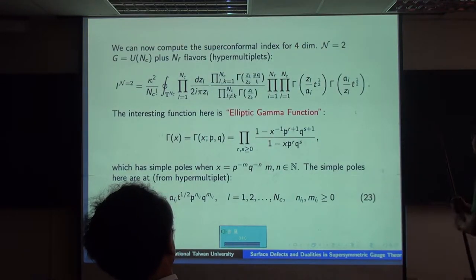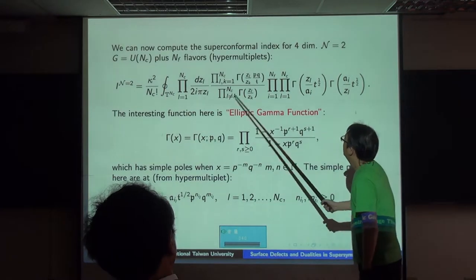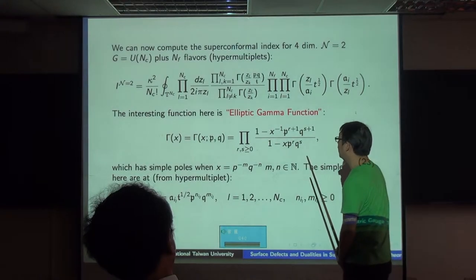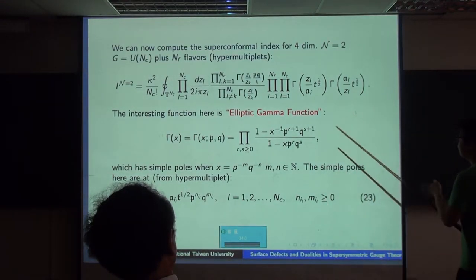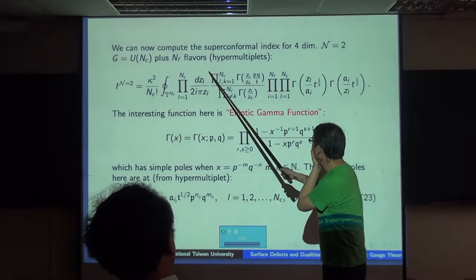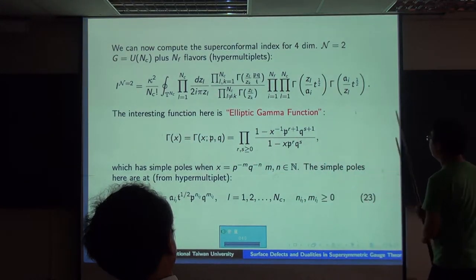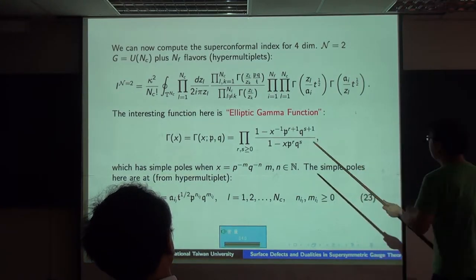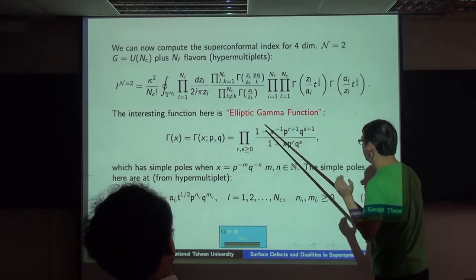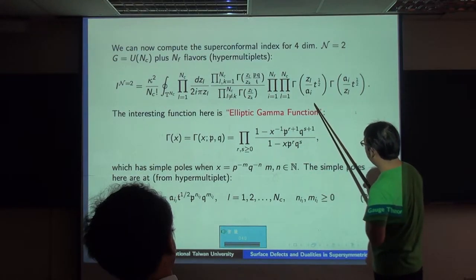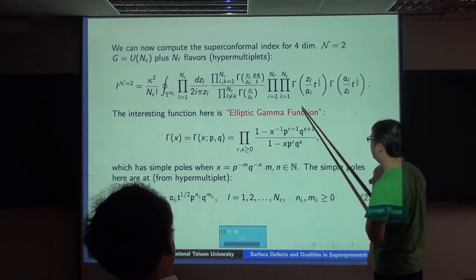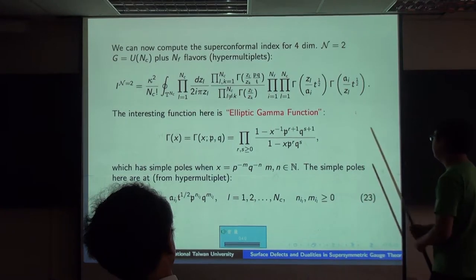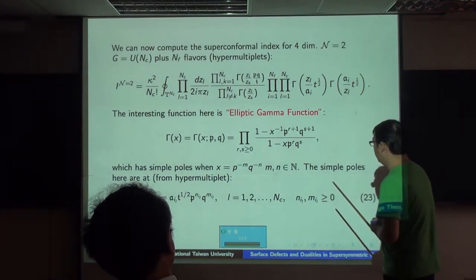Okay, so let's do some computation from those formulas. We'll return to our case of four dimensional N=2 SQCD that we were looking at earlier. For that particular theory, this is the final expression for the superconformal index. The function is complicated, don't worry too much about it. The thing to take away is that this function is an elliptic gamma function, a generalized version of the gamma function that you learn in complex analysis.